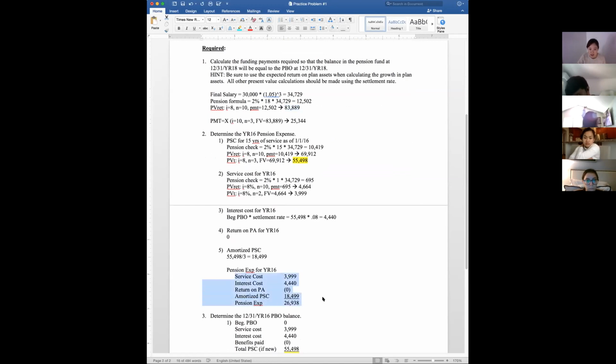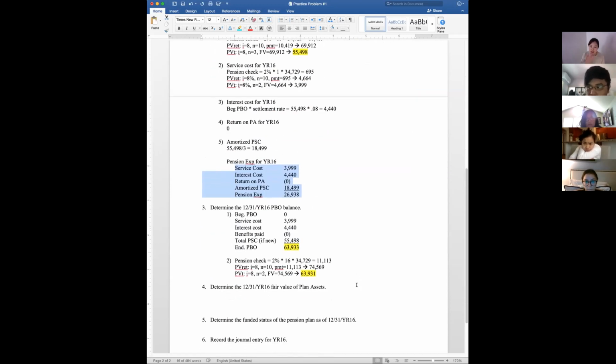Okay, and then in number 2, we calculated pension expense. These things go into the pension expense: service cost, interest cost, and then return on plan asset. If that's positive, we subtract it. If it's negative, that increases the pension expense, and then amortize prior service cost. So everything added up, pension expense for year 16 is $26,938.